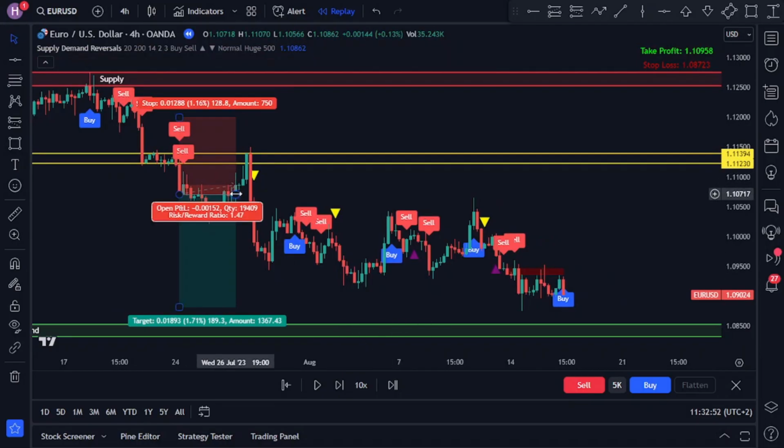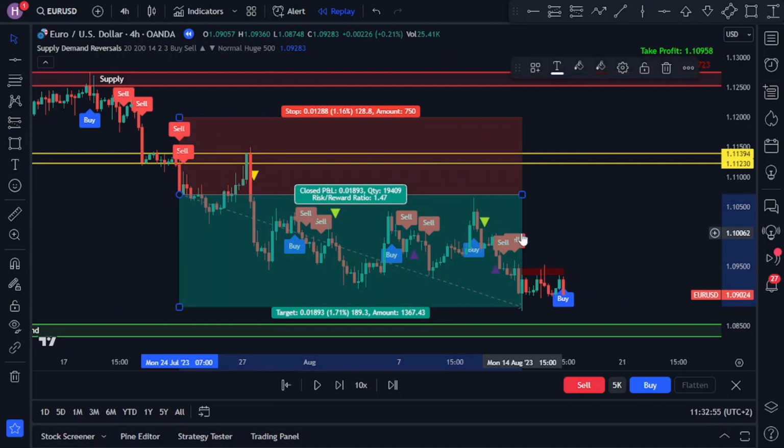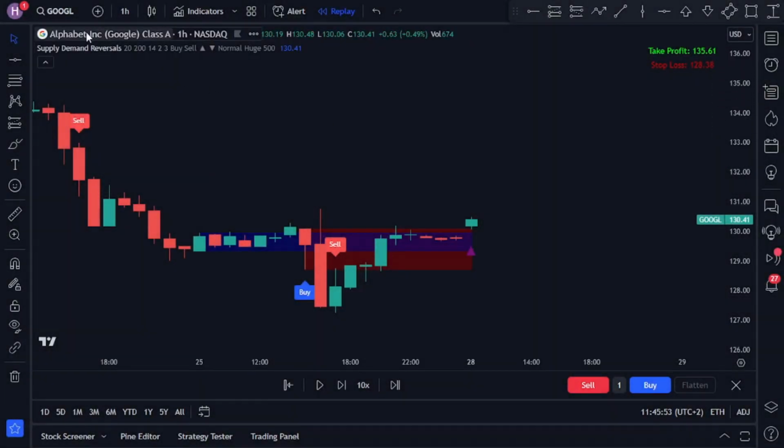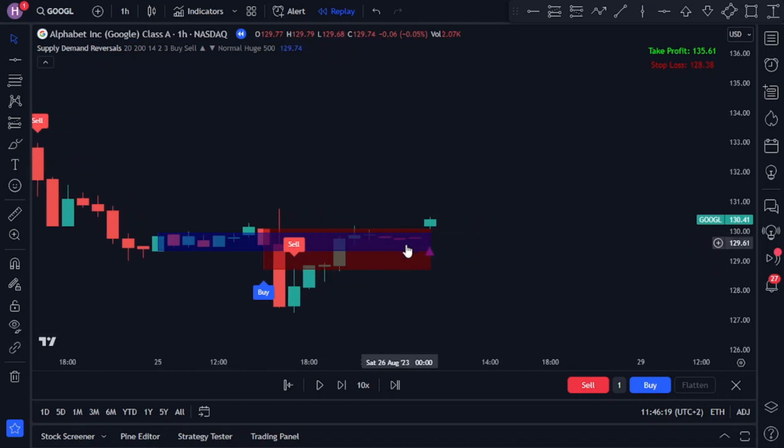Next, let's explore the other side of the spectrum and look at a bullish retest and reversal. For this example, I have selected Google, which is listed as Alphabet on the Nasdaq, in the hourly time frame. The supply demand reversals indicator takes the hard work out of finding high probability significant reversals, because the supply demand reversal indicator for TradingView does most of the heavy lifting for you. Plus, on top of all of this, you receive timely alerts and additional suggestions on where to place your stop loss and take profit. This ensures that your trade maintains an optimal risk to reward ratio.